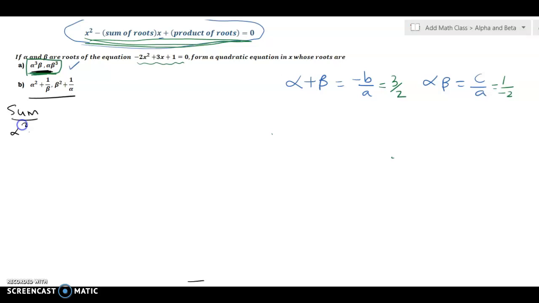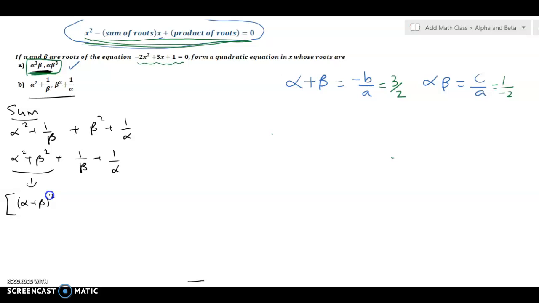So the sum will be alpha squared plus 1 on beta plus beta squared plus 1 on alpha. And simplifying this, I get alpha squared plus beta squared plus 1 on beta plus 1 on alpha. This works out to be alpha plus beta all squared minus 2 alpha beta. And this piece here, I could find the LCM, and I will get plus beta alpha, and beta into beta alpha will be alpha, alpha into alpha beta will be beta, and we multiply by 1, of course, and that's how I get that. So this is lovely.